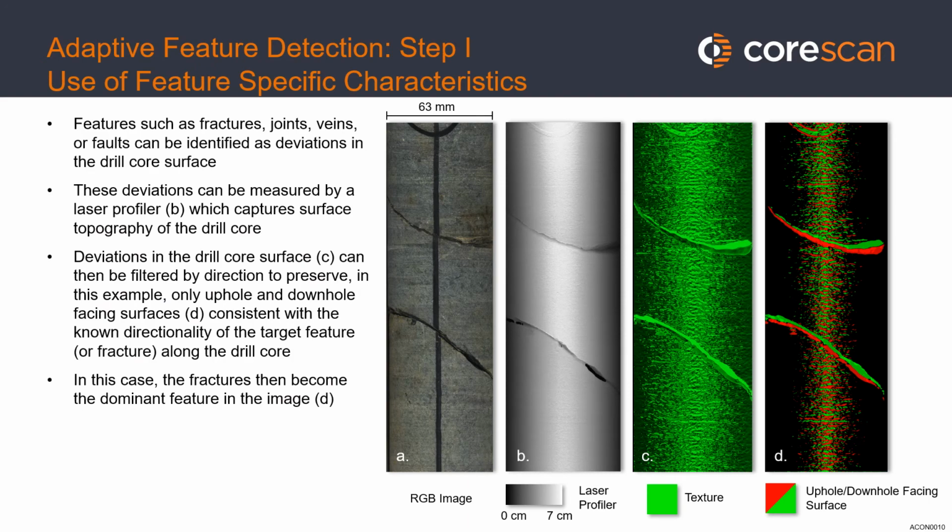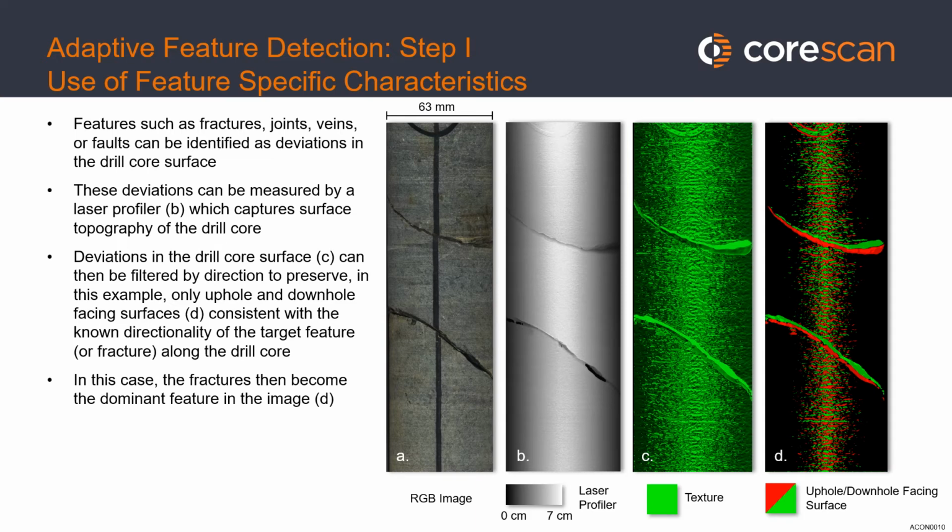Take, for example, a fracture detection task. In this case, we can use specific characteristics which define our target feature, the fracture, to adapt the automated process to search specifically for just that. Since fractures are defined as breaks in otherwise competent drill core, our automated process can be primed to search for deviations in the drill core surface. In this case, we have a high-resolution profiler capturing every bit of detail along the drill core, and this can be seen in green in the third image from the left.